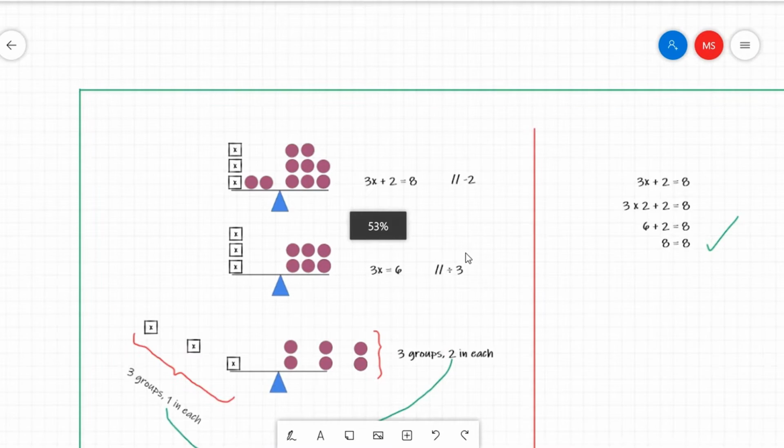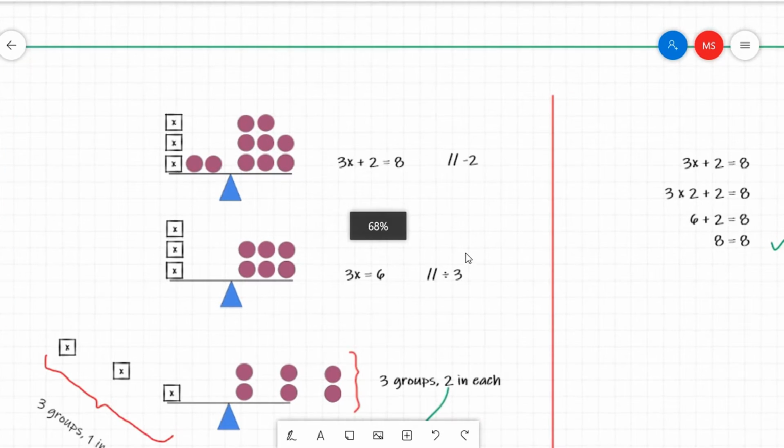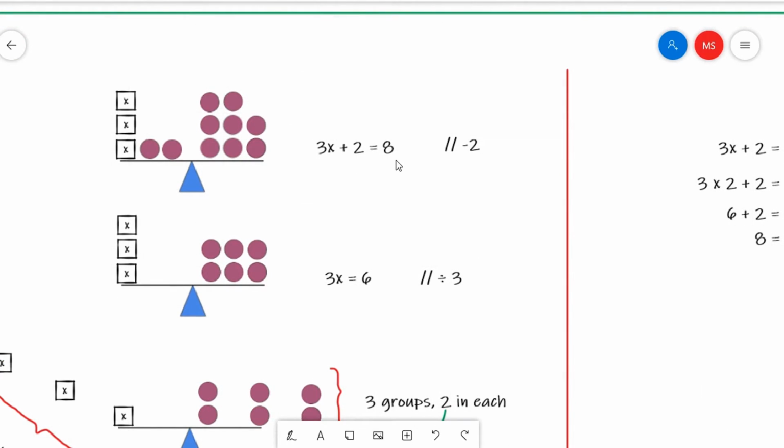So here my equation is 3x plus 2 equals 8. Remembering that this really means 3 times x. And it's been represented over here. Here are my 3 x's. Here is the plus 2. And here are the 8.